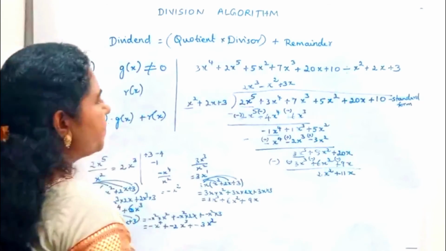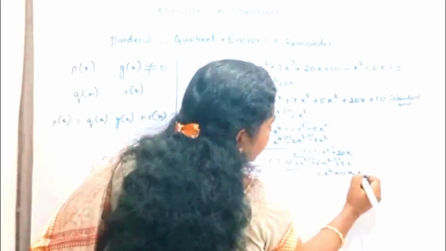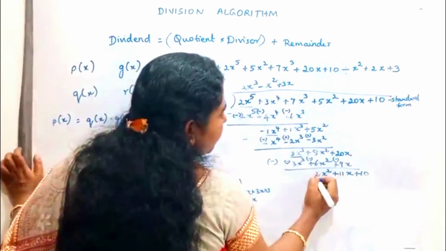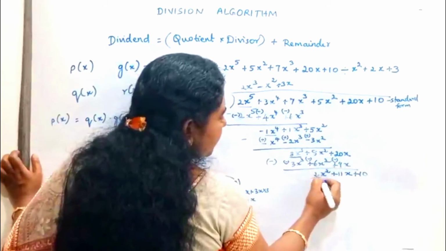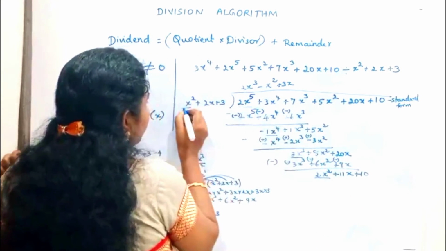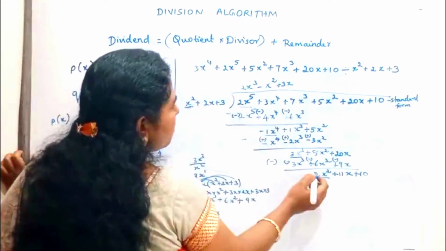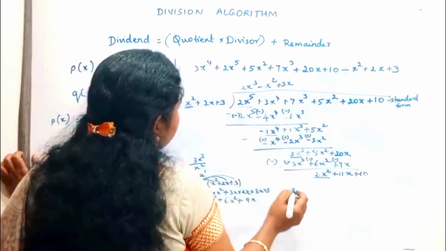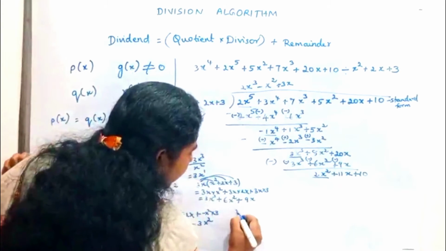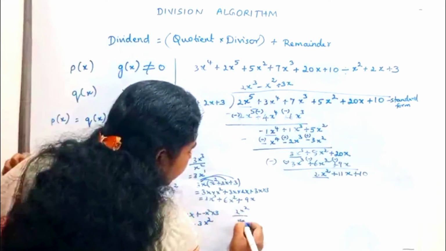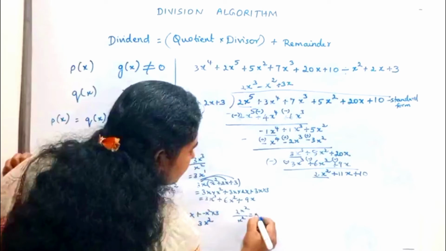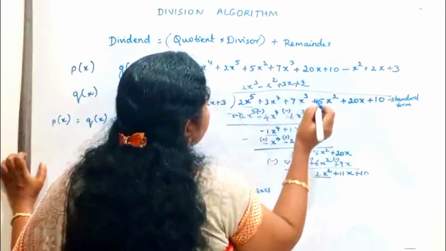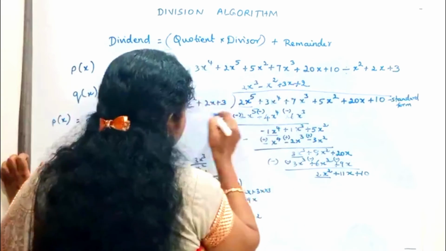Now the next term, we have to take down the next term. So it is 10. So here we have to consider this as the dividend. This is the first term, so divide this by this term. So 2x square divided by x square becomes 2. So that 2 should be written here. Now multiply this 2 with this divisor.